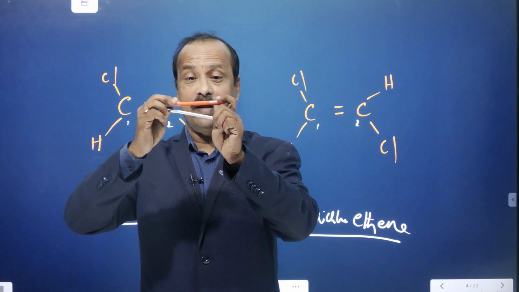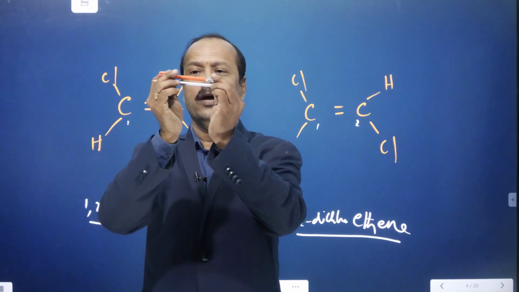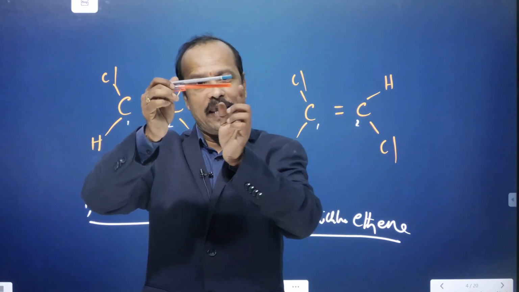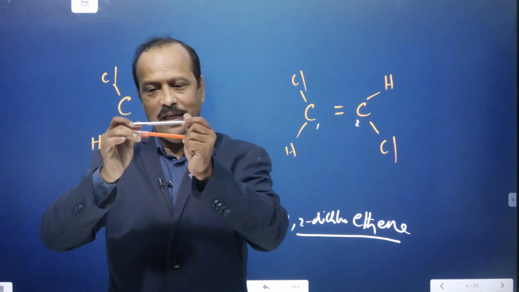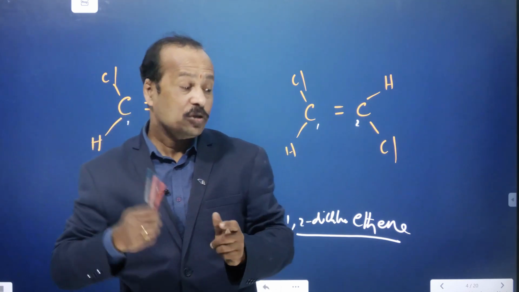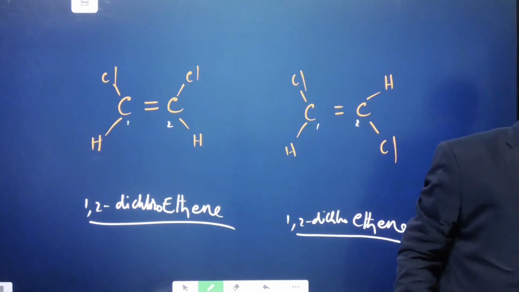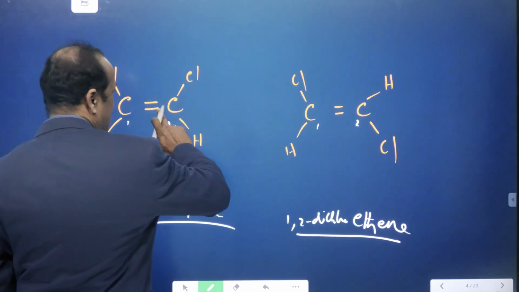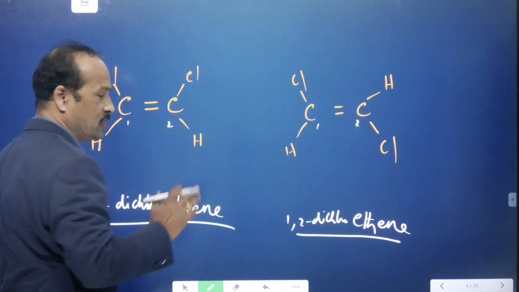So what happens if I want to rotate? Both will come like this. Again, the two chlorines will come on one side only, two hydrogens will go on one side only. So here I can't rotate like this. So this is not interconvertible. Non-interconvertible means what? This cannot be converted into this one, or this cannot be converted to this one.